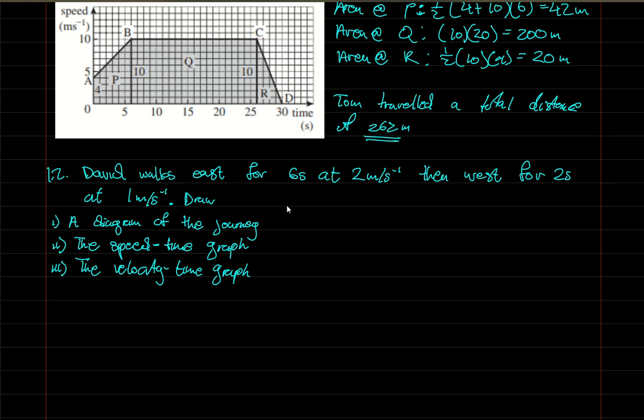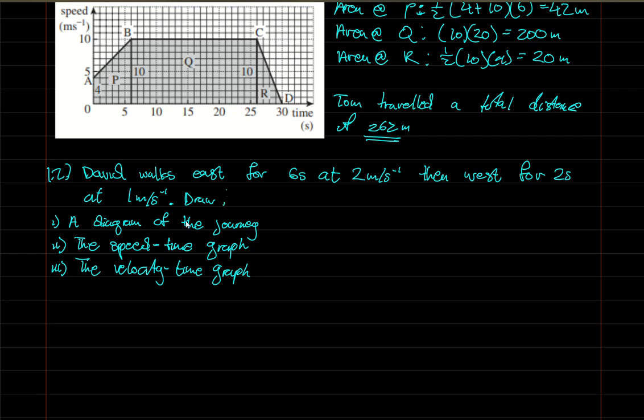So now we are continuing from our previous example. Well, actually, this is the second example. This is example 1.2. So now David walks east for 6 seconds at 2 meters per second, then west for 2 seconds at 1 meters per second.